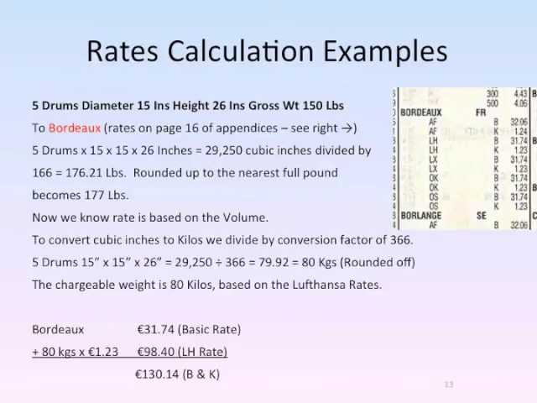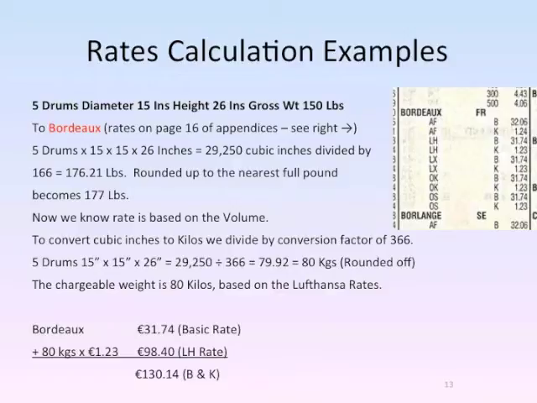So now we know that the rate is based on the volume. The actual weight is 150 pounds and the volume weight is 177 pounds. So we need to convert cubic inches to kilos. So we divide by the conversion factor of 366. So we have 5 drums multiplied by 15 inches, by 15 inches, by 26 inches, and we get 29250 cubic inches. And we divide by the conversion factor of 366 and we get 79.92 kilos. And then round it up to the nearest half kilo, this becomes 80 kilos. So the chargeable weight is 80 kilos.